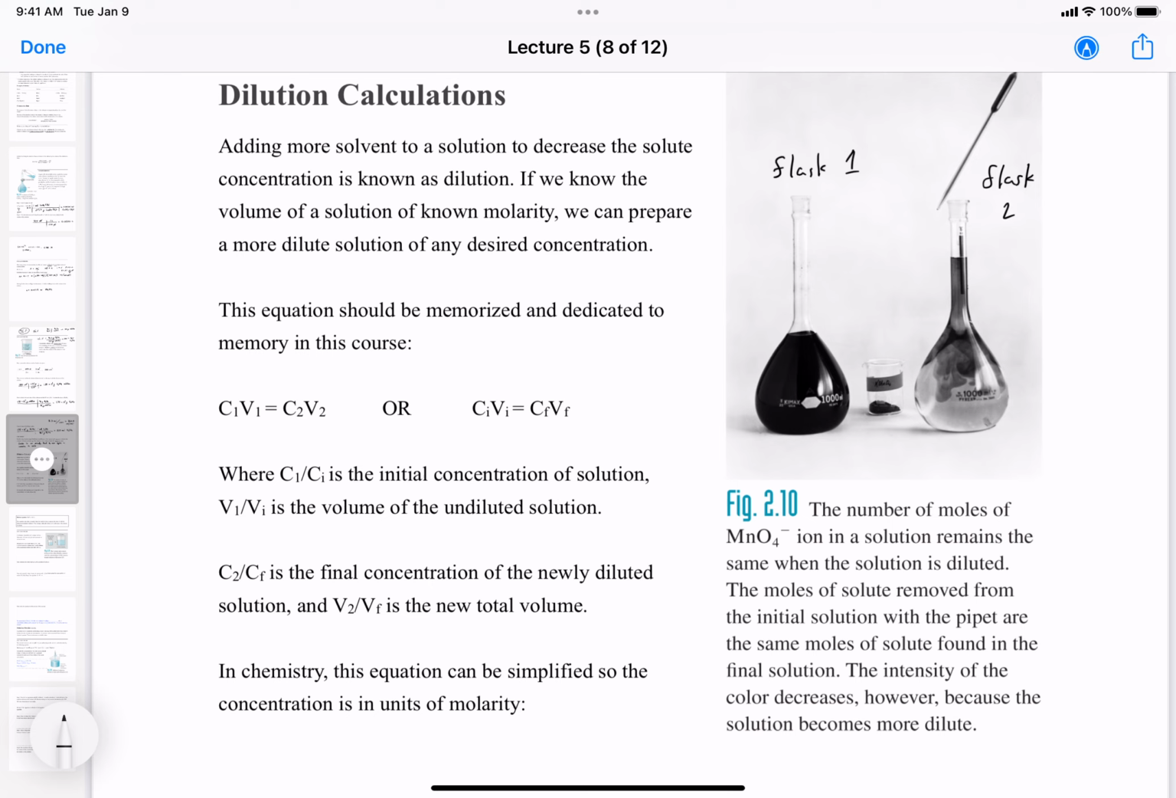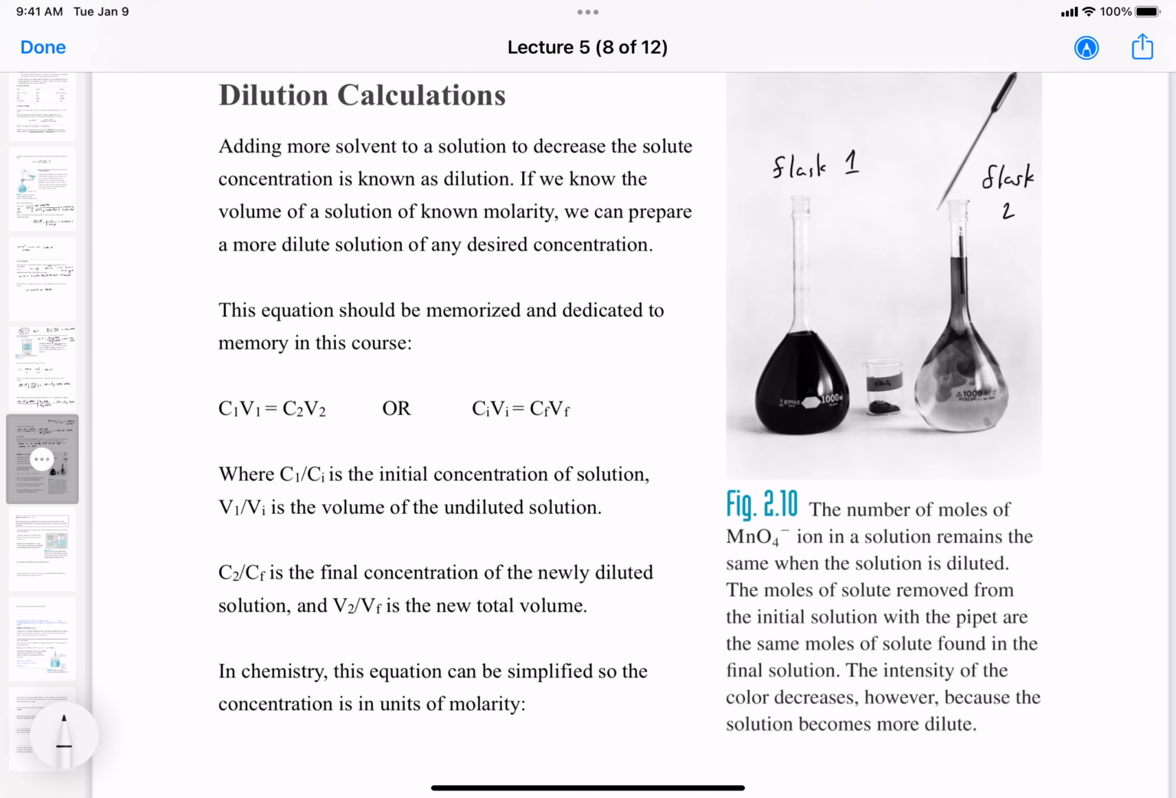Adding more solvent to a solution to decrease the solute concentration is known as dilution. When you make orange juice and add some water, the intense, sour, tangy orange flavor goes down, and it becomes more drinkable and enjoyable, a refreshing beverage. So if we know the molarity and the volume of solution, we can prepare a more dilute solution of any concentration.